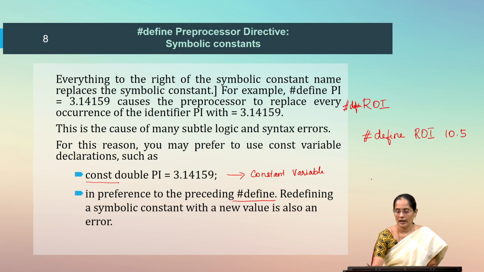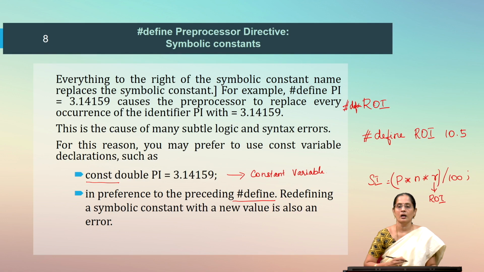I use it to calculate the simple interest with the formula PNR by 100. So, for doing so, instead of this R, we can refer to the symbolic constant ROI. So, if the rate of interest is going to be fixed, then there is no problem, we can move with the symbolic constant.